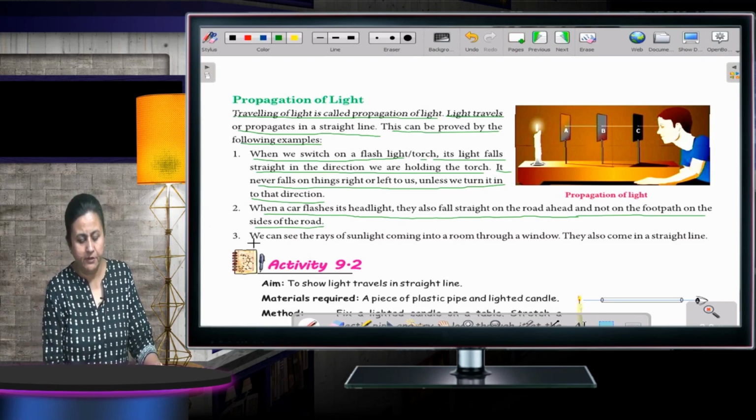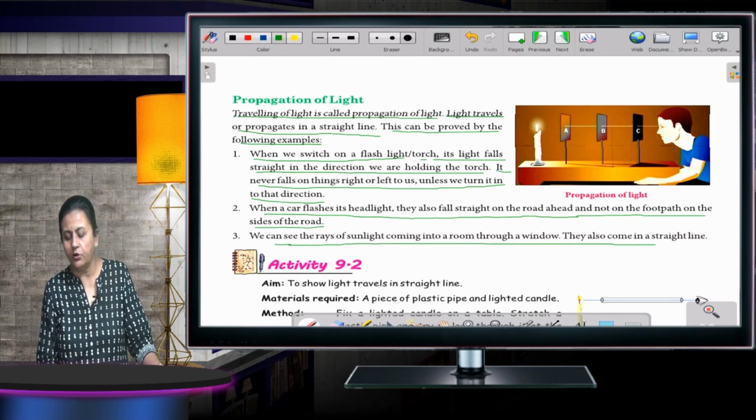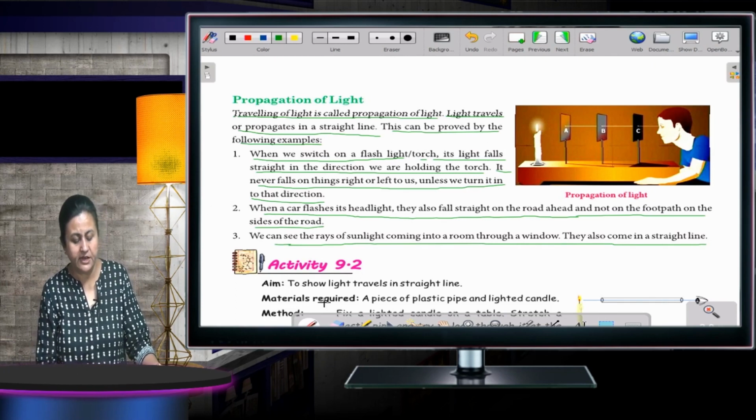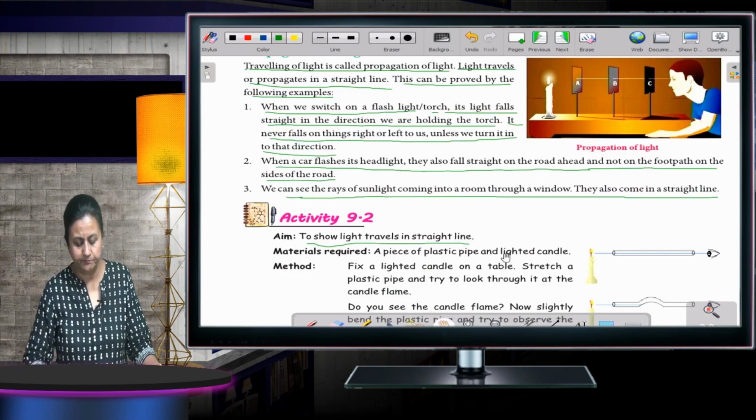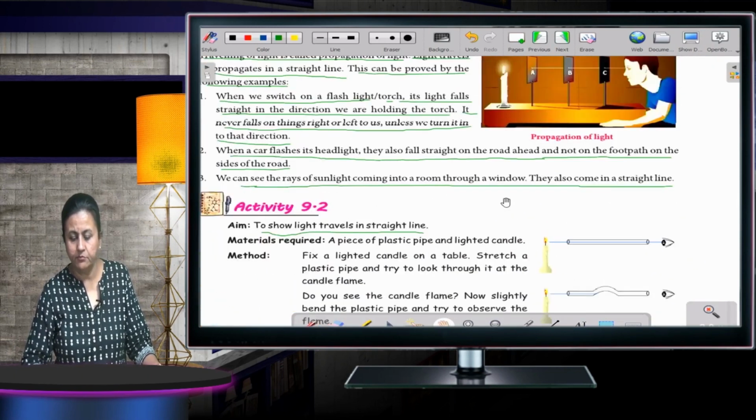Then we can see the rays of sunlight coming from a room to a window. They also come in a straight line. Now this activity is there to show that light travels in a straight line. You can just go through it. Then moving to the next page.